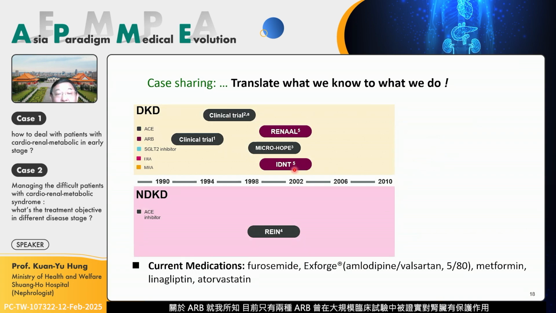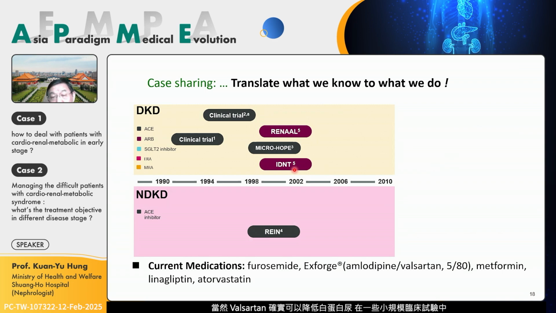As for the ARB, as far as I know, there are only 2 kinds of ARB that have large-scale clinical trials, the RENAAL study and the IDNT study, indicating that losartan and irbesartan can provide renal protection, not only in reducing albuminuria but also in giving a better renal outcome. The patient is now on losartan, and at present it remains not well studied whether losartan has large-scale clinical outcome data to indicate that it can protect the kidney.